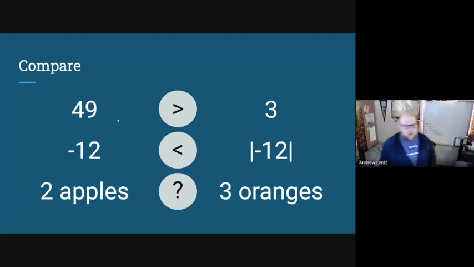And when we go back to our example, is an apple a noun? Yeah, it's a thing. Is an orange a noun? Yes, it's a thing. Is 3 a noun? No, it's an adjective. It describes how many of something.